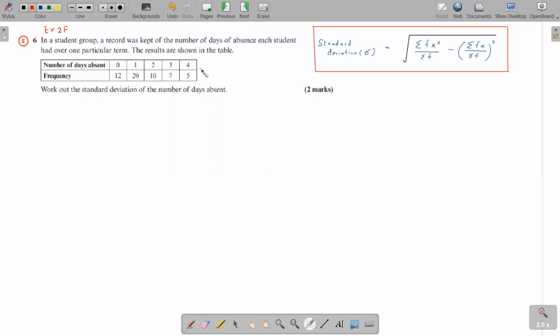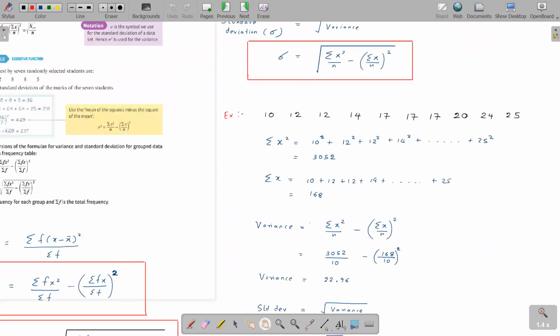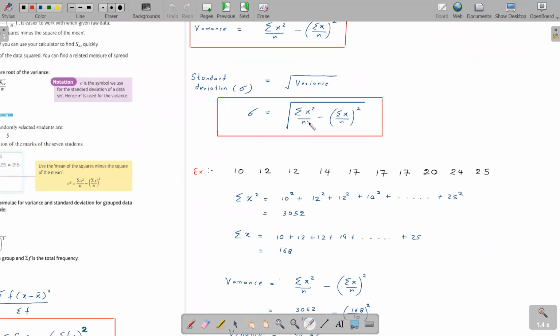Now for standard deviation, normally there are two equations we can go with. One, the equation that you work only with x, right? So this equation is the square root of sigma x square over n minus sigma x over n, the full thing squared. This is only when you have a data set that does not have repeats, in the sense you do not have frequency. So if there's no frequency, we go with this.